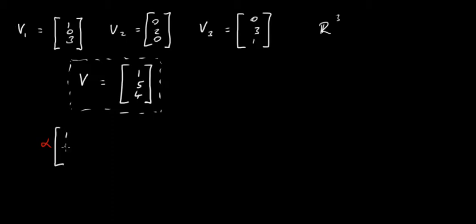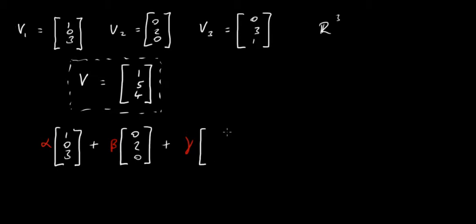So let's say alpha times the first vector. So alpha times 1, 0, 3 plus beta times 0, 2, 0 plus gamma, and we'll multiply that by our third vector, which is 0, 3, 1. Now we want to end up with this vector here, 1, 5, 4. So what would these three real numbers here be? So let's see if we can work that out.